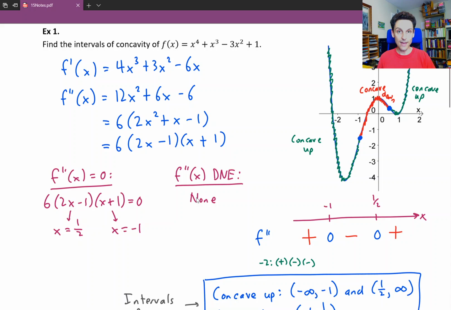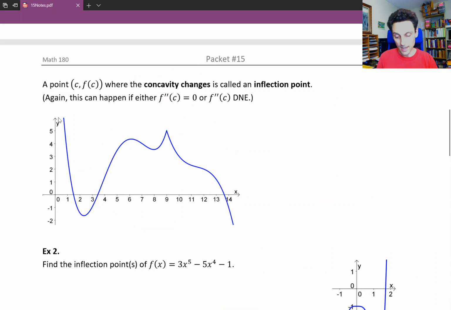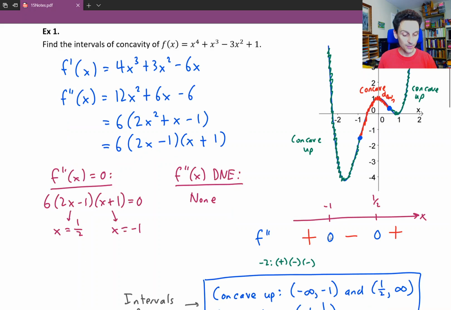So that's what the note on page 2 is saying. A point C, f of C, where the concavity changes, so either concave up to concave down or concave down to concave up, is called an inflection point. And these could happen if either the second derivative is 0 or the second derivative does not exist. That's how we found those x values in the first place, where we had those sign flips for the second derivative and therefore potential concavity changes for the function.